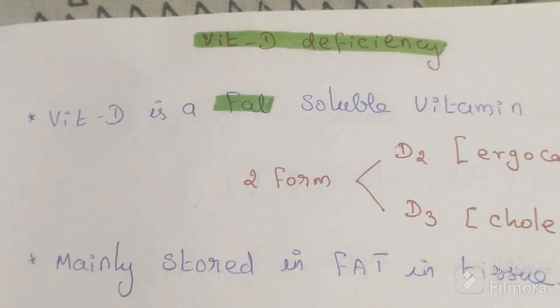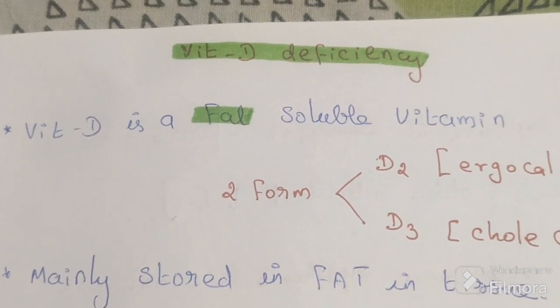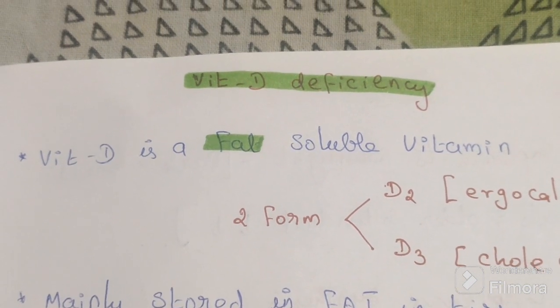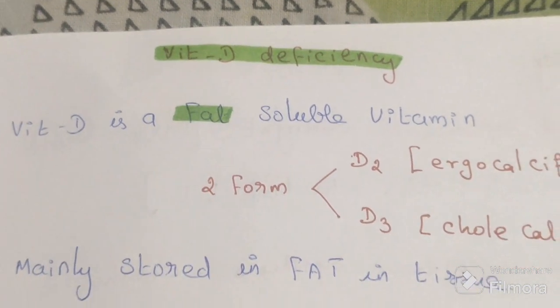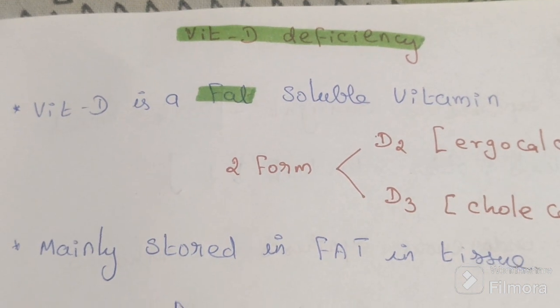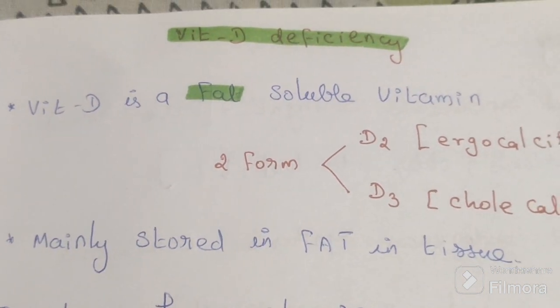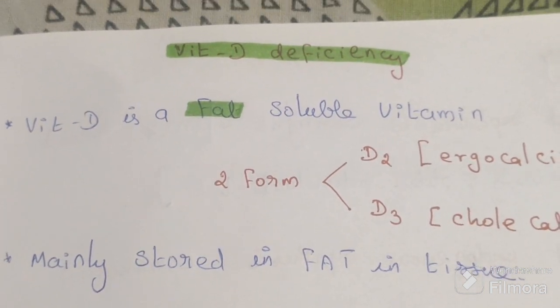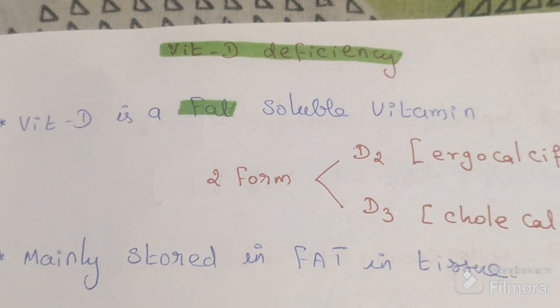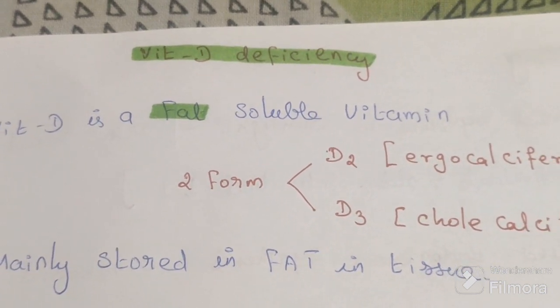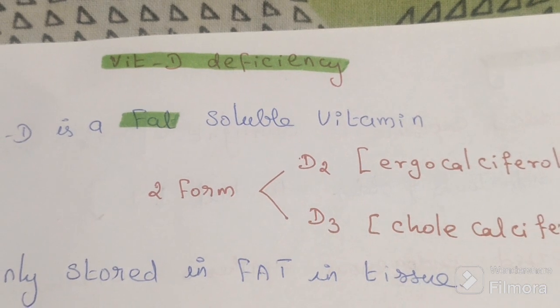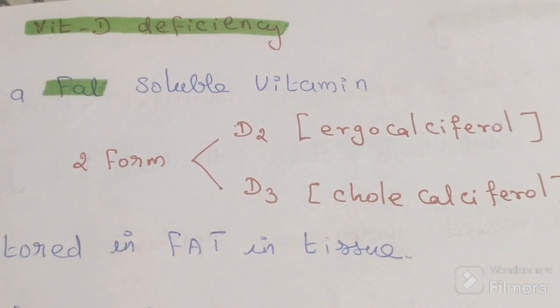In this video, we'll discuss vitamin D deficiency. This is a very common global condition. Vitamin D is a fat soluble vitamin. It exists in two forms, vitamin D2 and vitamin D3.